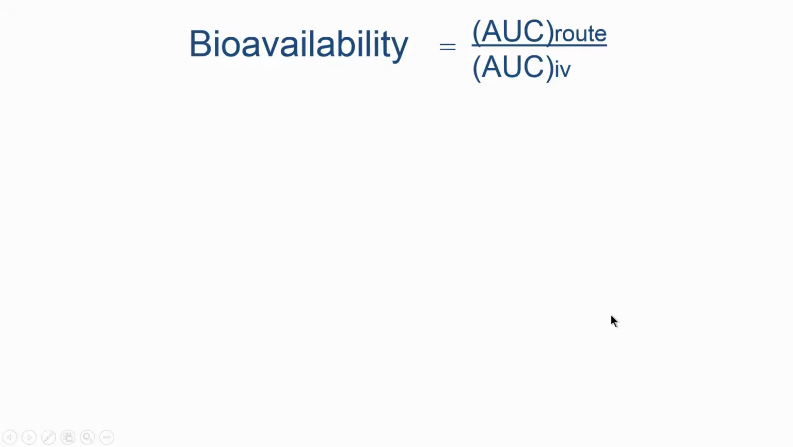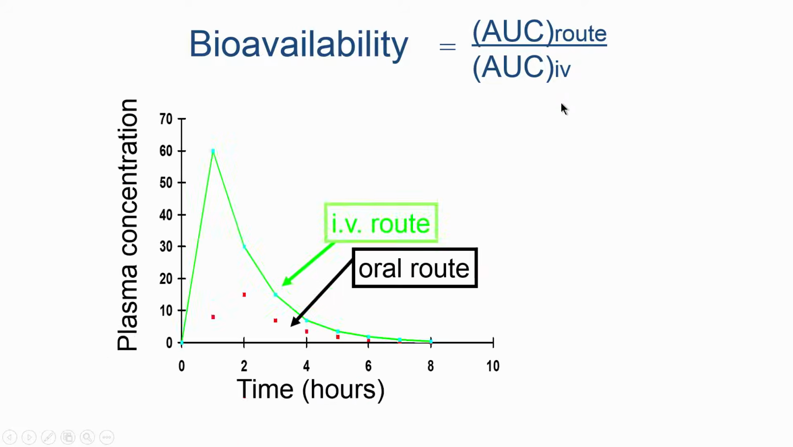So, there is a parameter to define it. As I said, if you inject something through IV route, 100% of it is bioavailable. However, you can define a bioavailability of a route depending on what is the AUC, which is essentially area under the curve for a particular route. So, what do you mean by area under the curve?